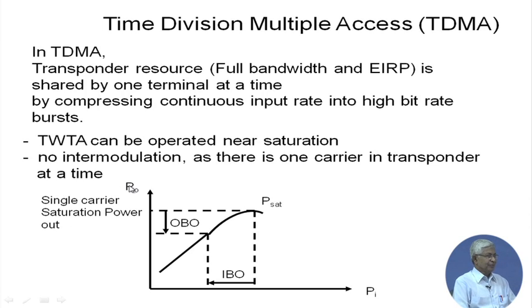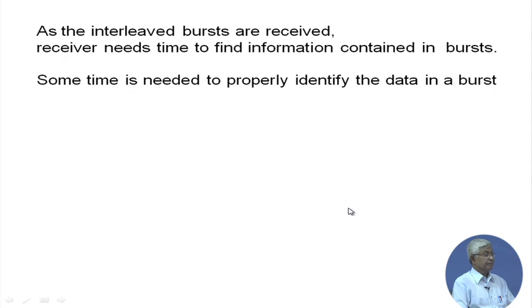In TDMA, a single carrier, a single user, is given the full resource of the transponder, that is, in terms of bandwidth and power. You can operate in the saturating region, and therefore at the maximum power, whereas in FDMA you have to operate in the linear region because multiple carriers are there, and in the nonlinear region that will generate spurious. So that is one of the biggest advantages of TDMA.